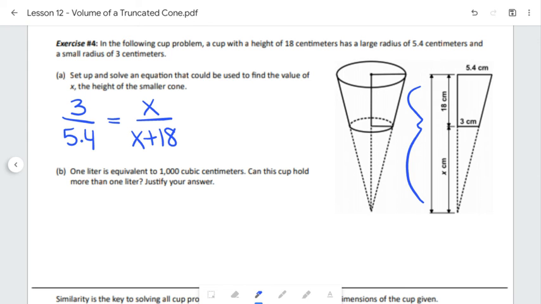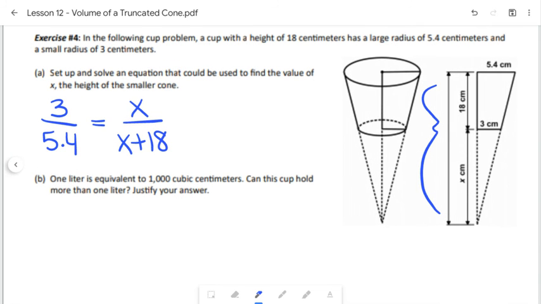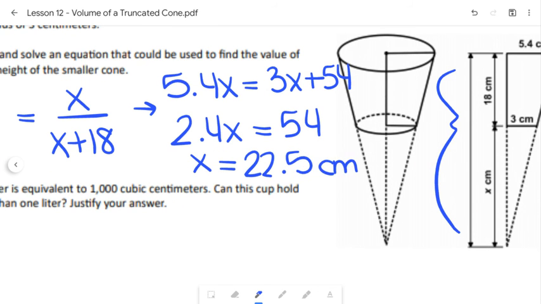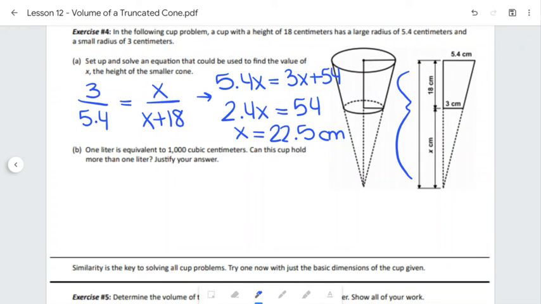So we can kind of see that right triangle situation here. And then we cross multiply. So when I cross multiply, I'll have 4.5x equal to 3 times (x plus 18). Be sure here that you're distributing. So it's plus 54. So I'm subtracting the 3x from both sides to get 1.5x equal to 54. And then we will divide 54 by 1.5. And I'm going to end up with 36. So the height of the smaller cone is 36 centimeters.